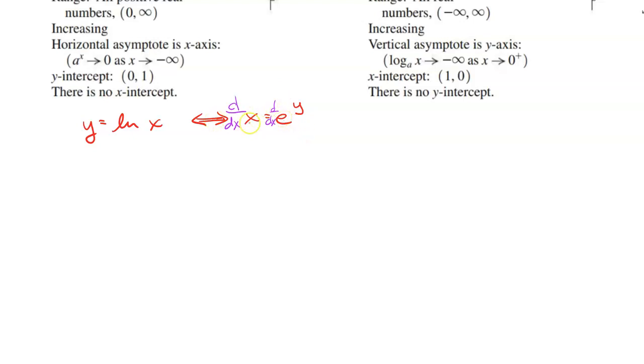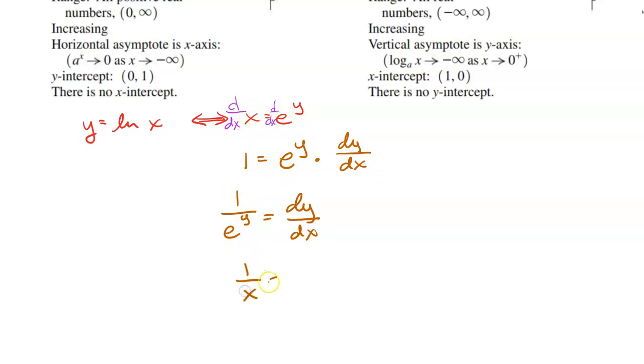Well, dx of x is just 1, and then d dx of e to the y would be e to the y times the derivative of the exponent, which would be dy dx. So simple division would give us 1 over e to the y equals dy dx. And we started with x equals e to the y, so 1 over x would be dy dx.